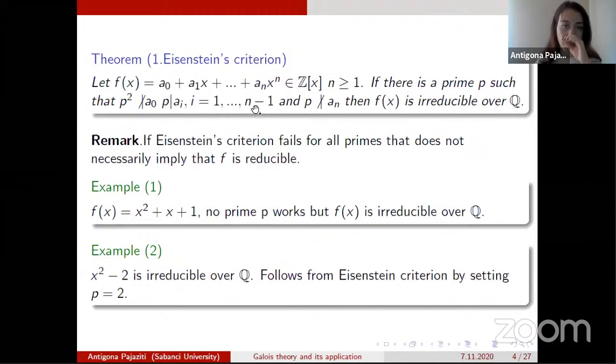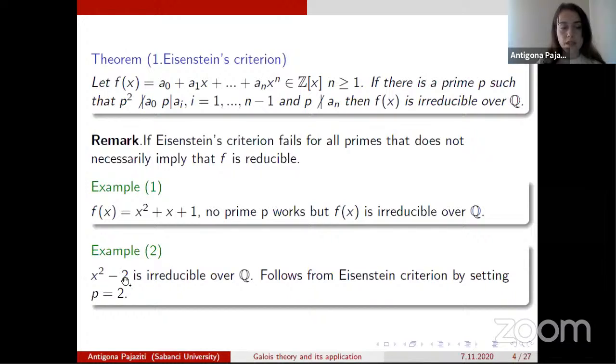As we look carefully at this theorem, this is not an if and only if statement, because if Eisenstein's criterion fails for all the primes, that does not necessarily imply that f is reducible. As an example here, I wrote the polynomial x squared plus x plus 1. No prime p works, but still we cannot factor this polynomial f of x over the rationals.